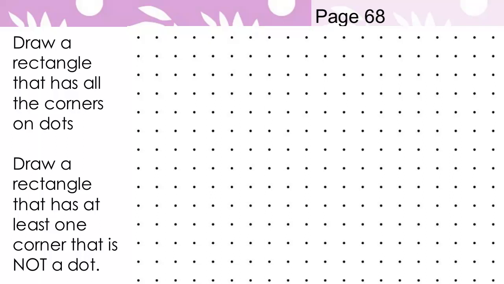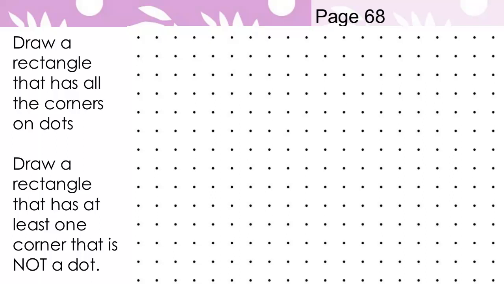All right, while she's doing this, we'll see what she comes up with. Can you draw a rectangle that has at least one corner not on the dots? All right, she finished hers up. What do you think? Does that work? Yes. Are these the only two we can use? No.